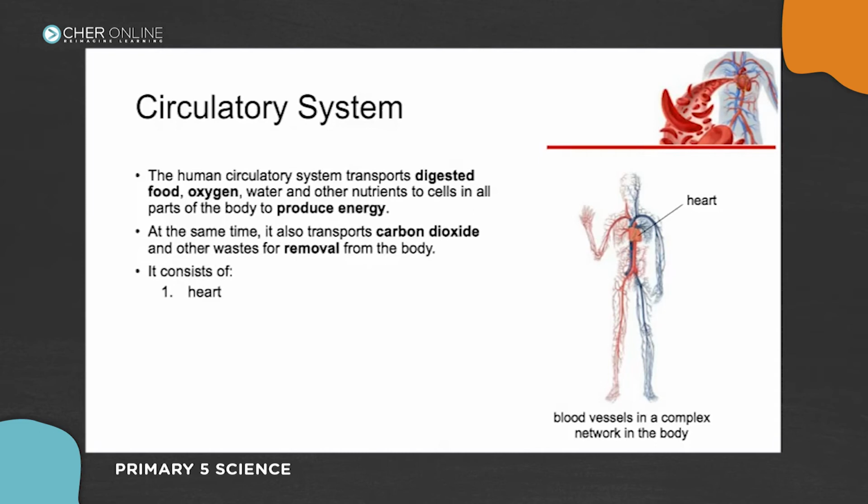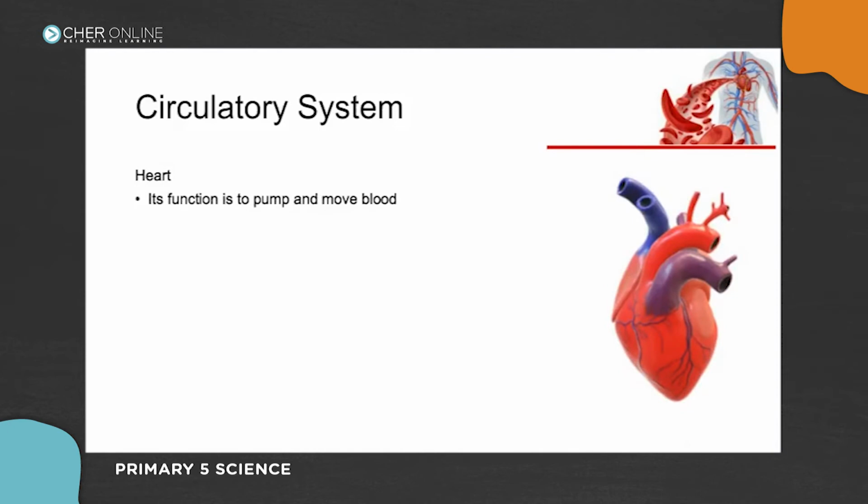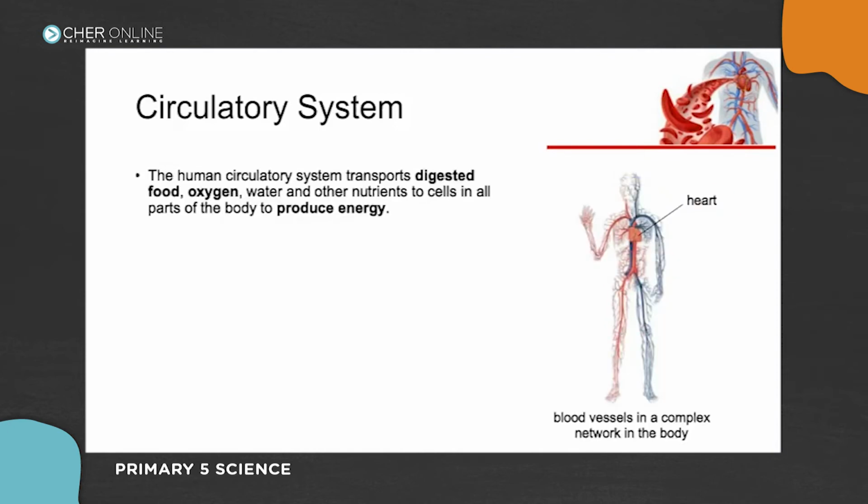So your circulatory system consists of the heart. What else? It consists also of the blood vessels and the blood. So there are three components of your circulatory system. Okay, so the heart. Maybe before we even go to this, in Singapore, do we have a transport system?